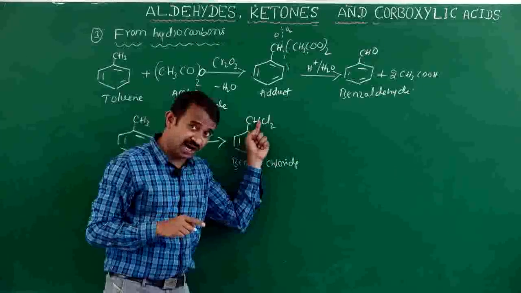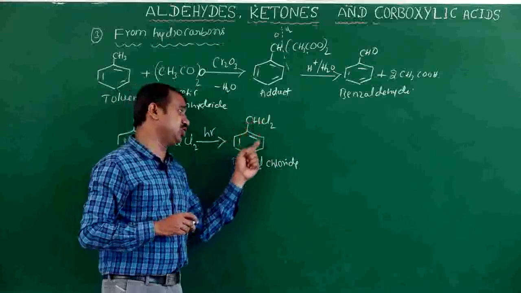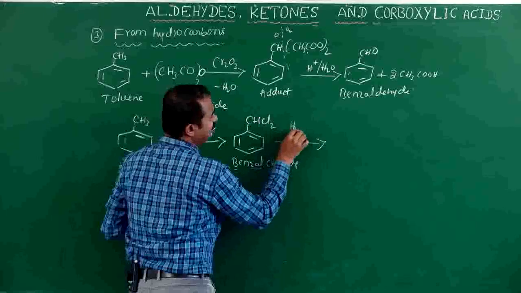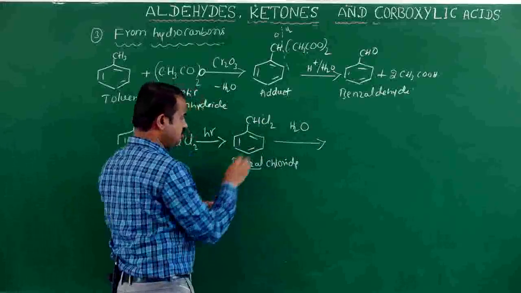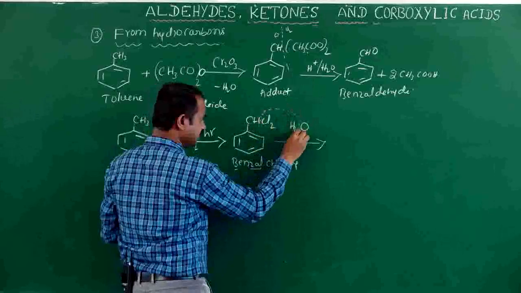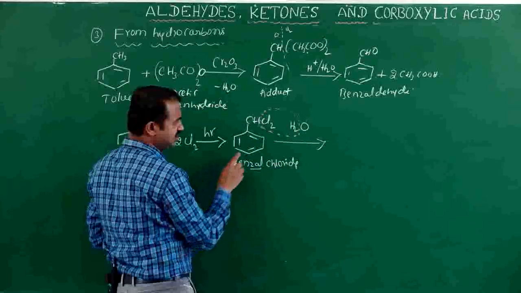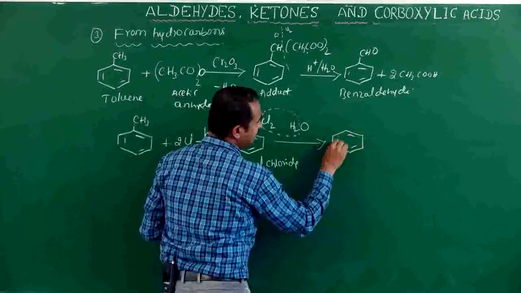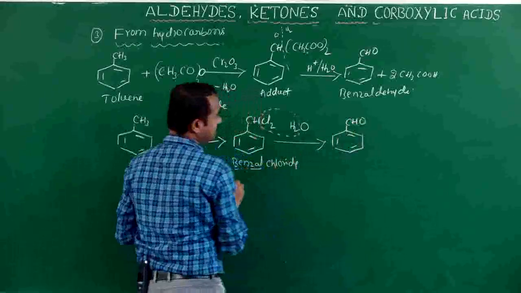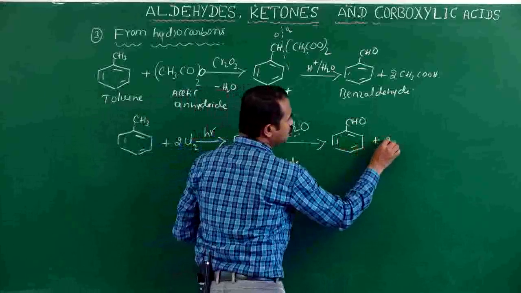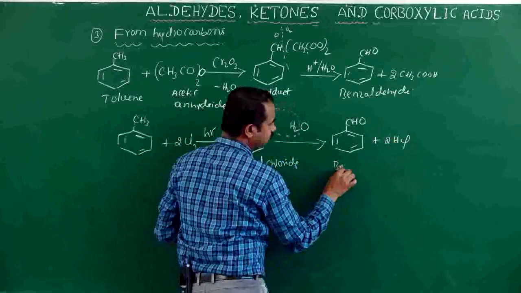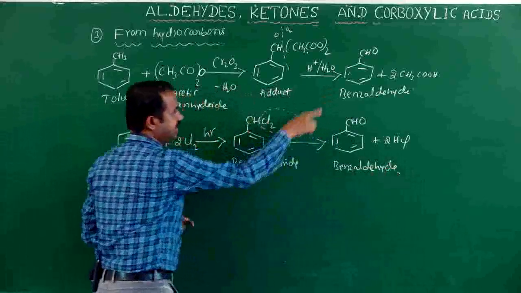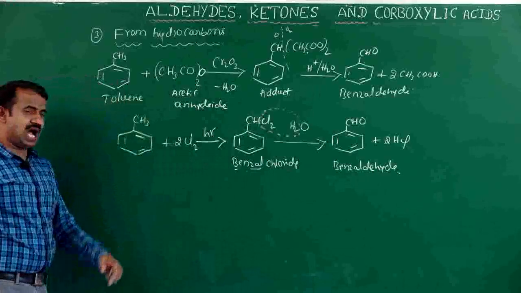C6H5CH2Cl is benzyl chloride. C6H5CHCl2 is benzal chloride, which undergoes acid hydrolysis, removal of 2 molecules of HCl, to give C6H5CHO plus 2 molecules of HCl. The name is benzaldehyde. Okay, this is another method.